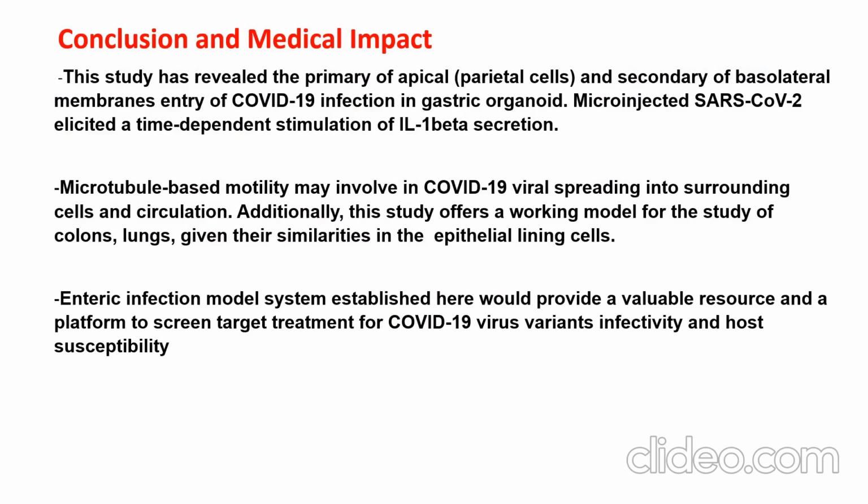This study revealed that the COVID-19 virus primarily enters the gastric cells through the apical membrane and translocates to the basolateral membrane. Microinjection of the spike protein elicited a time-dependent stimulation of interleukin-1 beta secretion. Microtubule-based mobility might be involved in COVID-19 virus spreading into the surrounding and circulating cells. The enteric infection model system established here will provide a valuable resource and a platform to screen targeted treatments for COVID-19 variants, infectivity, and host susceptibility.